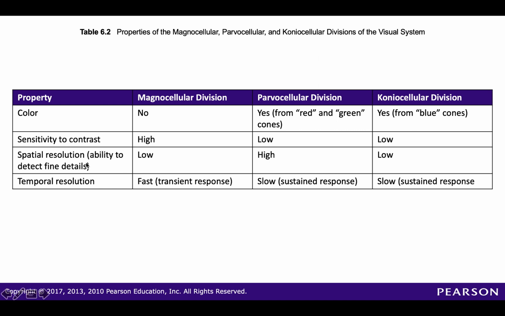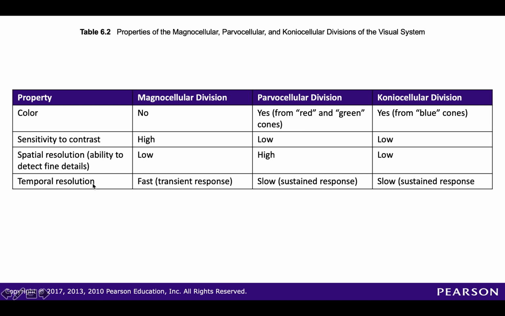Spatial resolution refers to spatial acuity. Again, because it gets its information from the rod pathway, the magnocellular division has low spatial resolution. It has low acuity, whereas the parvocellular division has high acuity. The coniocellular division here is listed as having low acuity, even though it gets information from cones. We aren't going to talk a whole lot more about the coniocellular pathway.